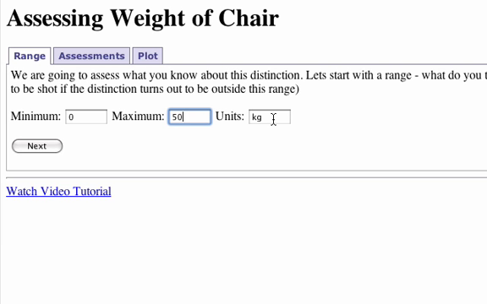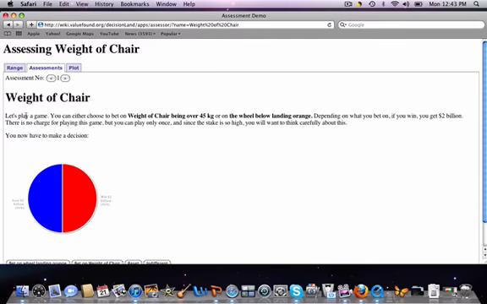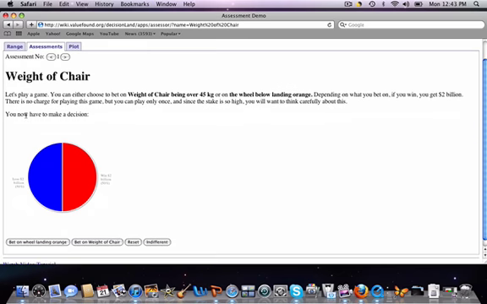The important thing to remember about this range is, if the weight of the chair is outside this range, we are willing to be shocked. That's how sure we need to be about this range. It should be pretty broad. So I'll pick 0 to 50.